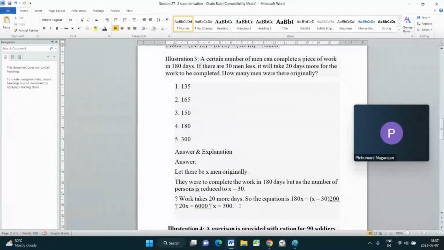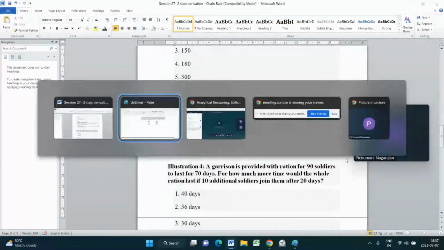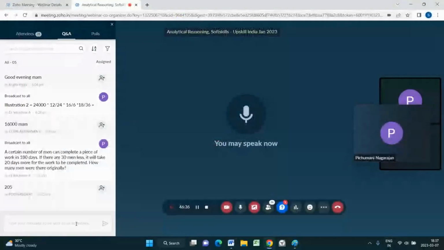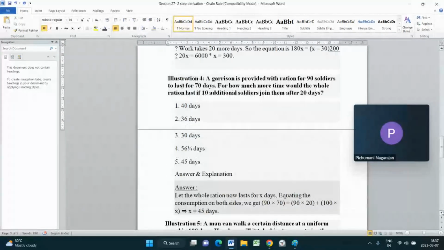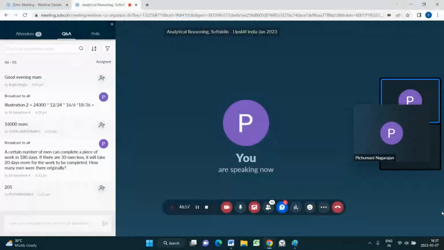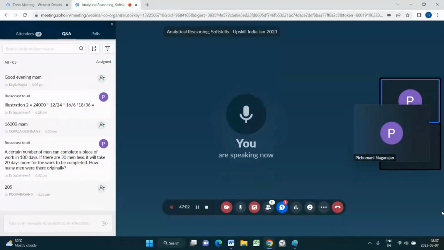Move to the next. Okay, this is the solution. Into X. 20X is equal to this. Next illustration, next question. I'm finishing it faster because if I start typing one by one, if I start solving, it is taking longer time. I am able to do only 2 questions. So I thought I will just complete the solutioning and then show it to you.